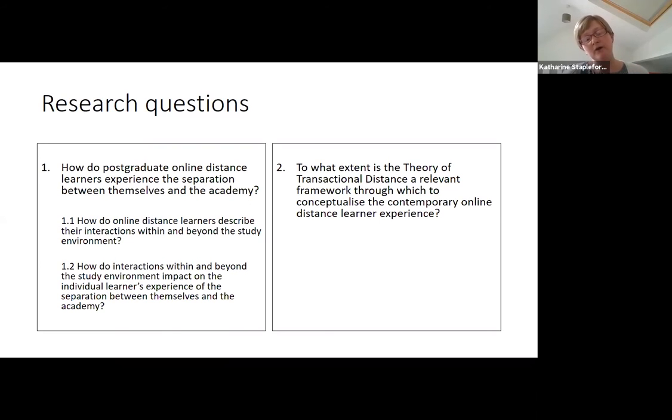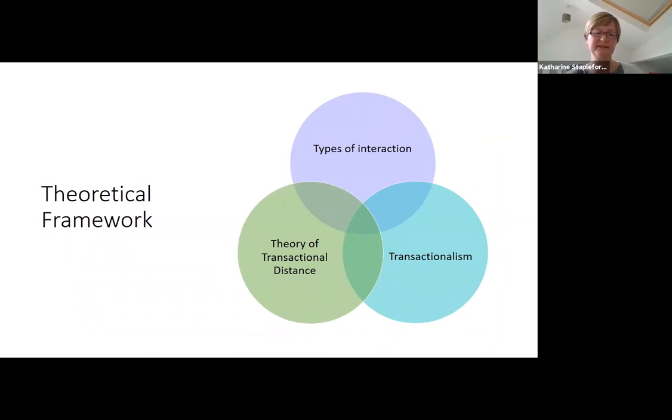So on to my theoretical framework then. It's comprised of three elements. Firstly, because I'm investigating the interactions that distance learners engage in and how they impact on their experience, I used a typology of interactions to frame my data generation and analysis. Secondly, I used the theory of transactional distance, and that's a theory of distance learning, and I used that to analyze and interpret the data.